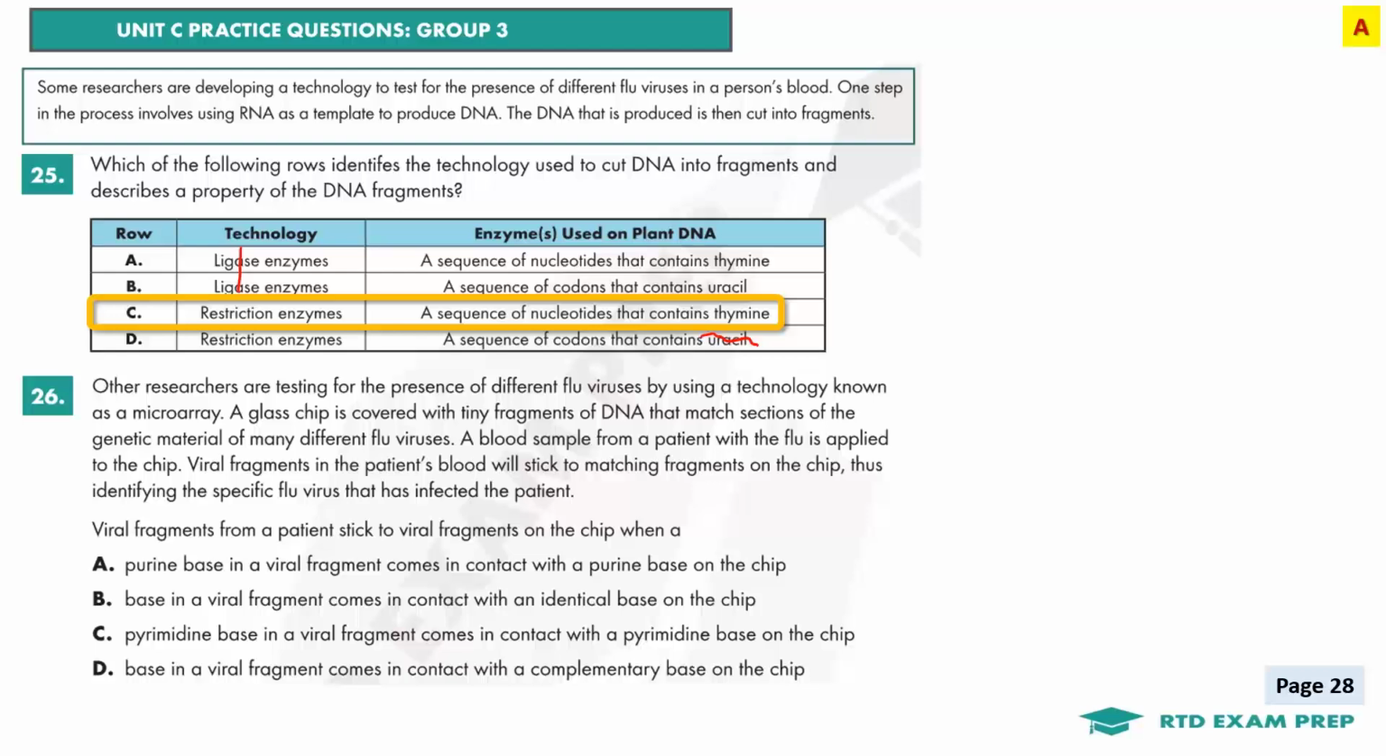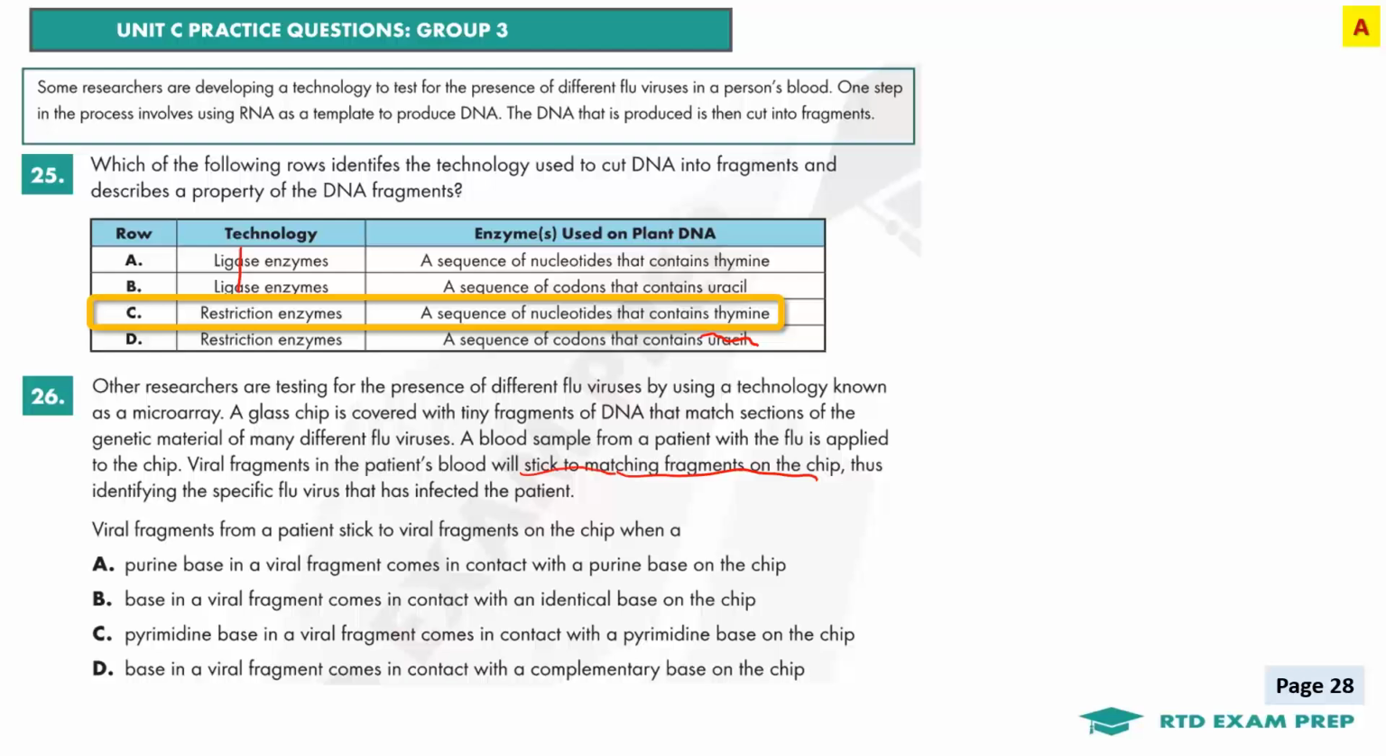26. Other researchers are testing for the presence of the different flu viruses using blood samples. When the flu is applied to a chip, viral fragments in the patient's blood will stick to matching fragments on the chip, thus identifying the specific flu virus that has infected the patient.